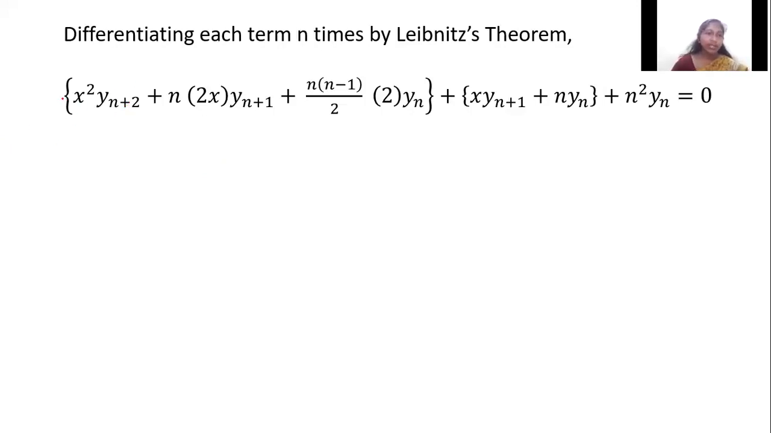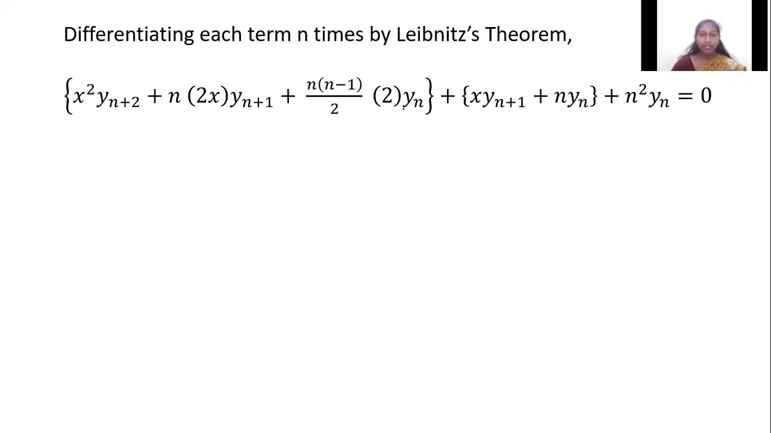Here x square, nC0 is 1, so I'm not writing it over here. So it is x square y n plus 2, the nth derivative of y2 being y n plus 2. Plus, now nC1 is nothing but n, and the derivative of x square is 2x, with one less order: y n plus 2 minus 1, which is nothing but y n plus 1. Plus now nC2 is n into n minus 1 by 2 factorial, 2 factorial is nothing but 2, then the derivative of 2x is 2, and y n.